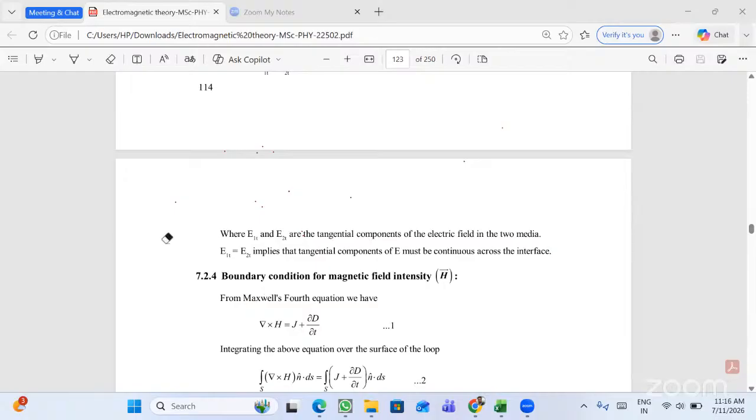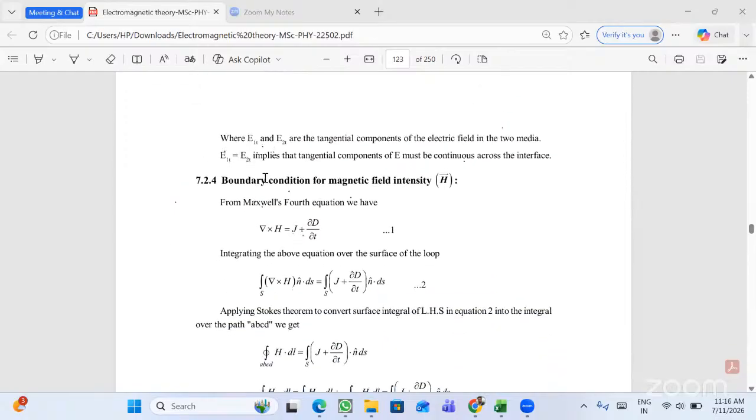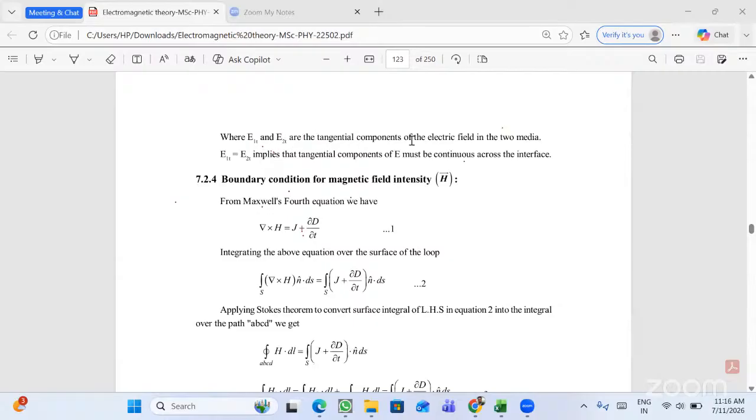So here also we have written, where E1, E2 are the tangential components of the electric field in the two media, and E must be continuous across the interface. That means whenever the electromagnetic wave is traveling from one medium to another medium, its E value is continuous. It does not change. In both cases, it is going to have the same value. That is what we have. This is the boundary condition we have.